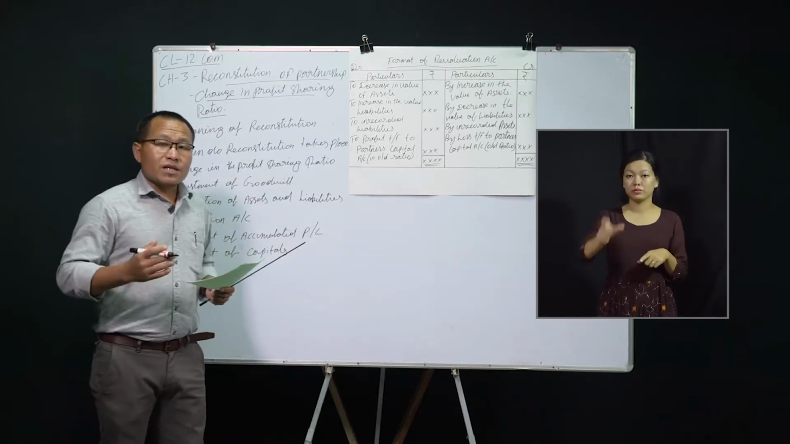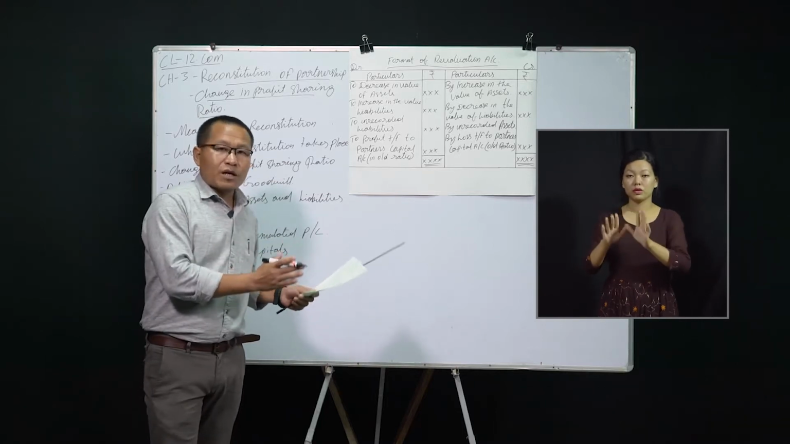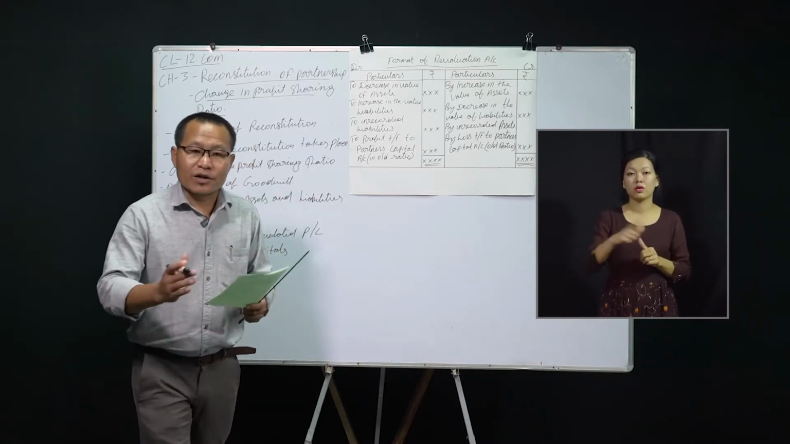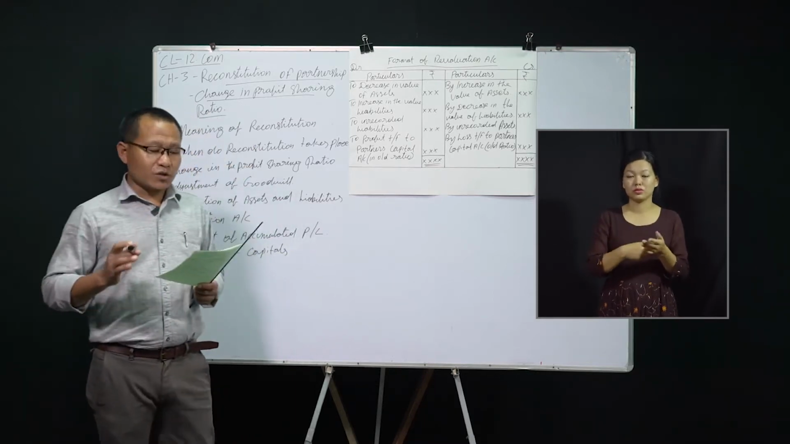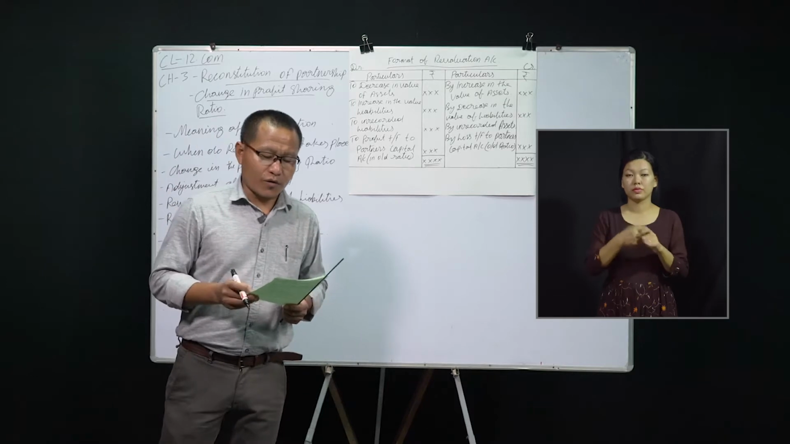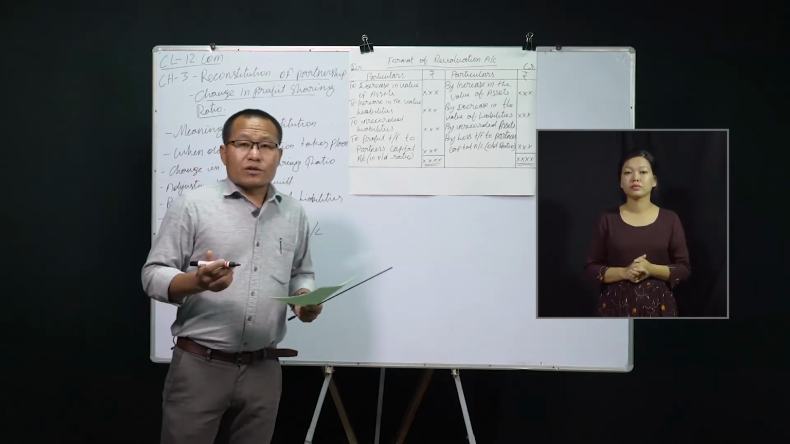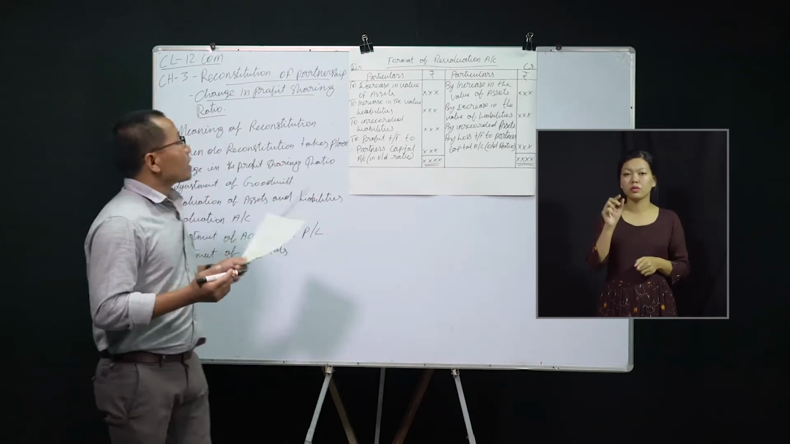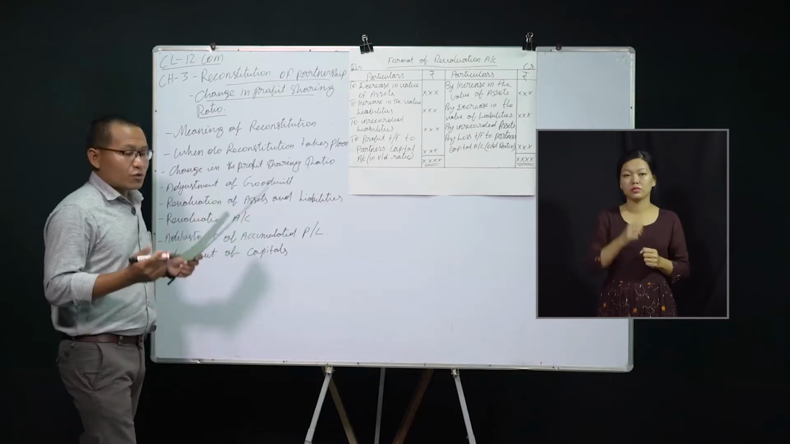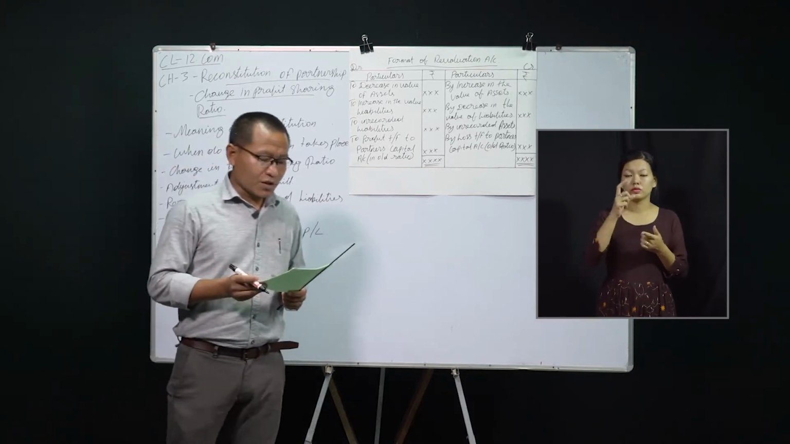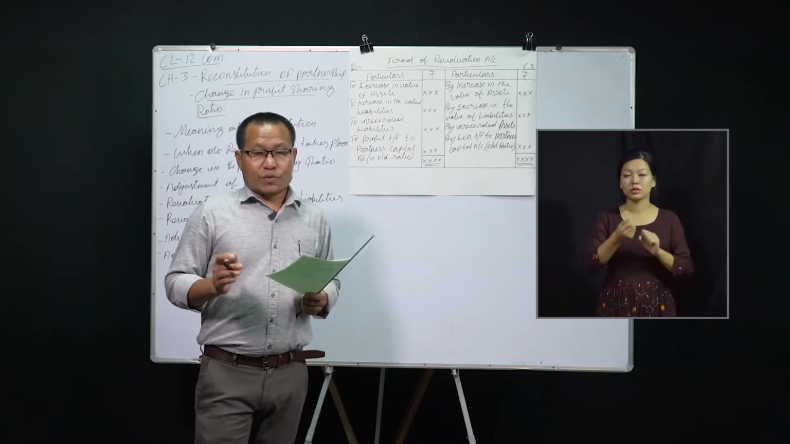So this is an internal arrangement where the old agreement comes to an end and the new agreement comes into existence, but the firm continues. This is the meaning of reconstitution. But the problem arises: when and how do these reconstitutions take place? Let's see. Number one is change in the profit sharing ratio.